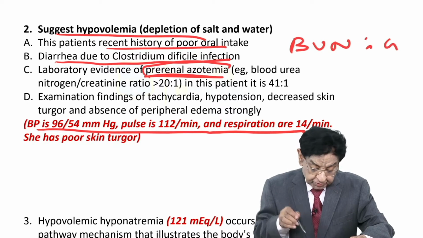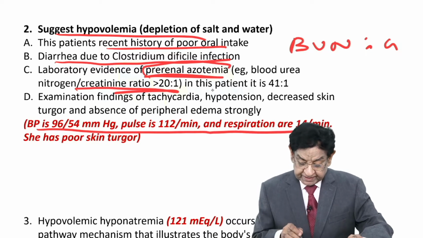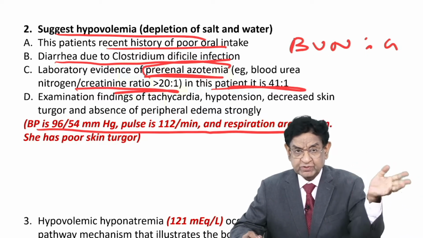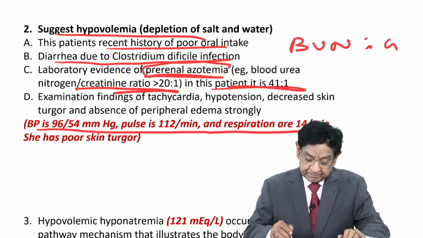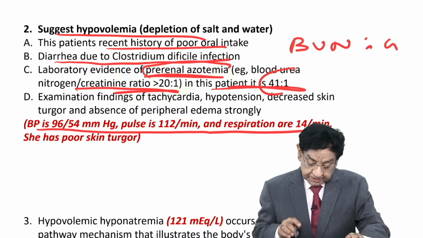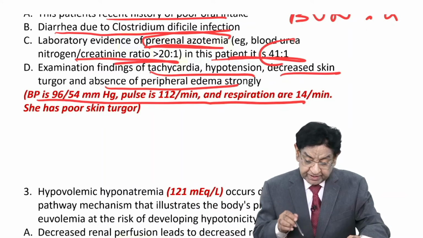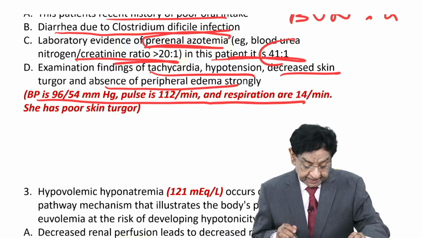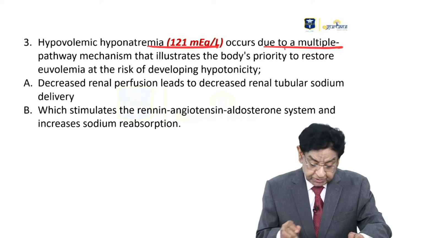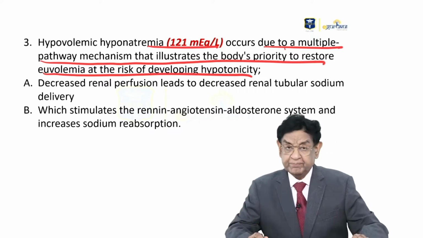to creatinine ratio of more than 20:1 is highly suggestive of pre-renal failure. In our case, it is 40:1. Definitely what I wrote was 35:1. My mathematics is not so good, but it is 41:1. Definitely more than 20:1. So tachycardia, hypotension, decreased skin texture, and absence of peripheral edema strongly suggest that the patient has dehydration. Now, sodium is less. This occurs due to multiple mechanisms that the body activates to restore euvolemia, at the risk of hypotonicity.